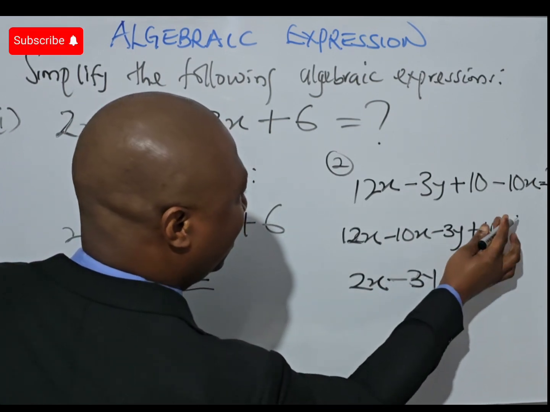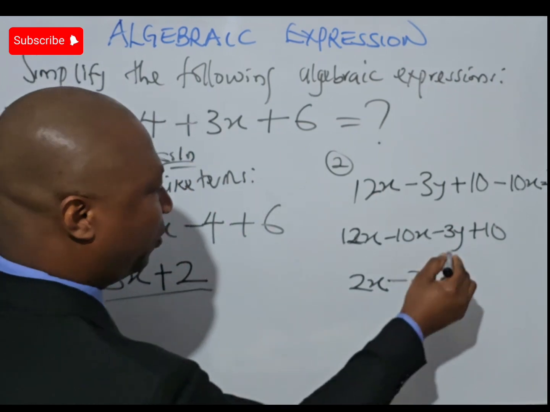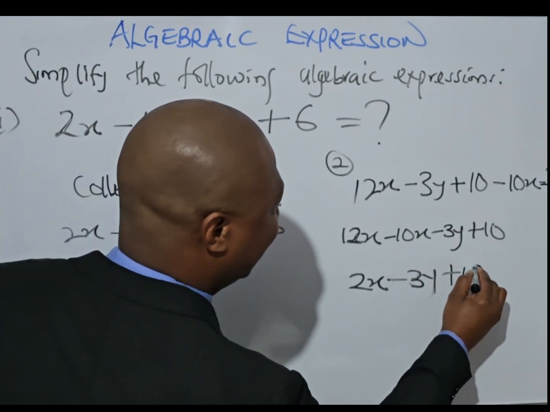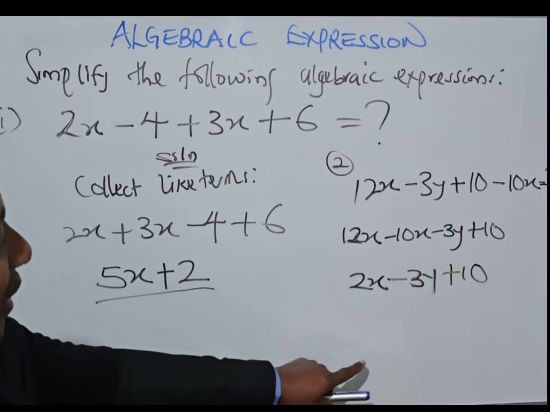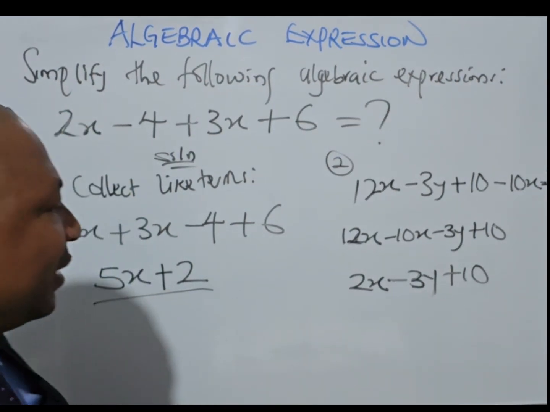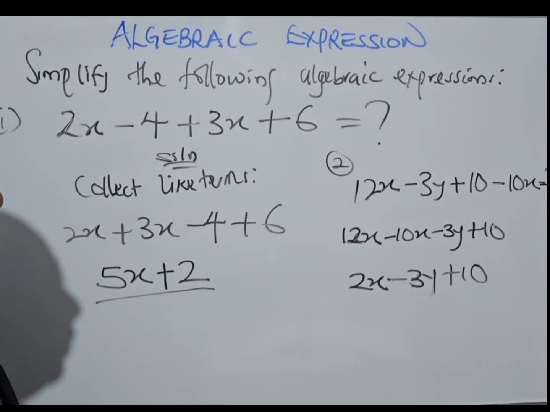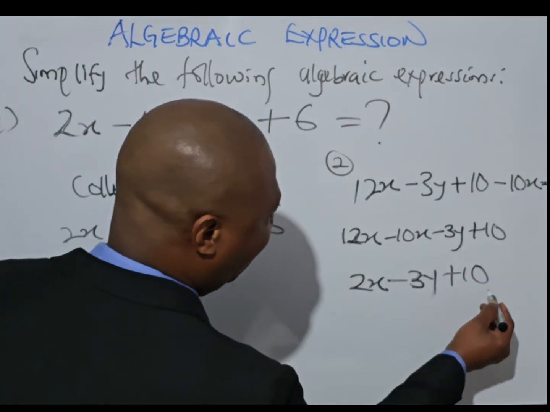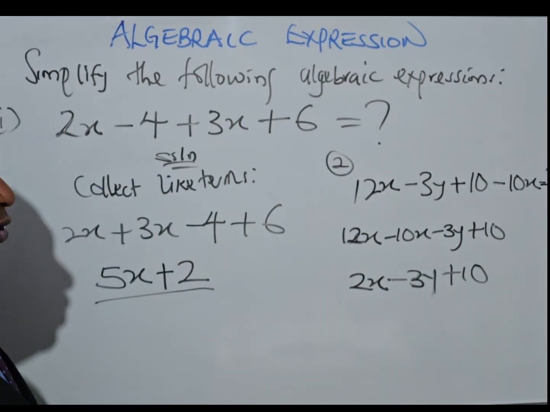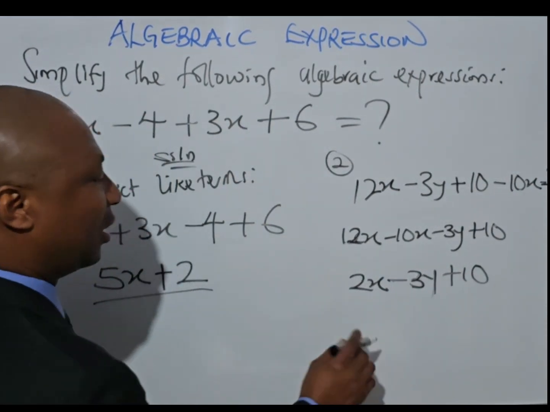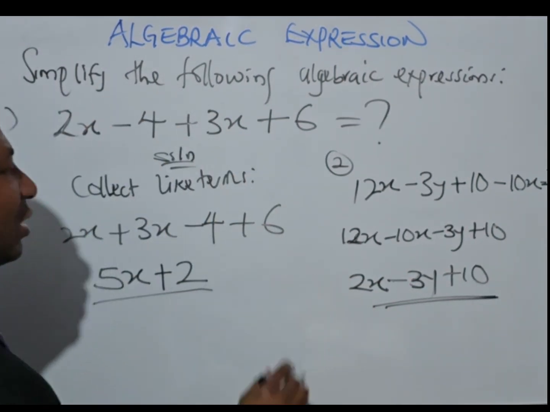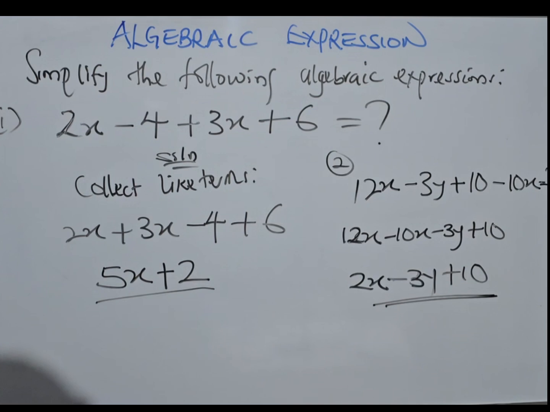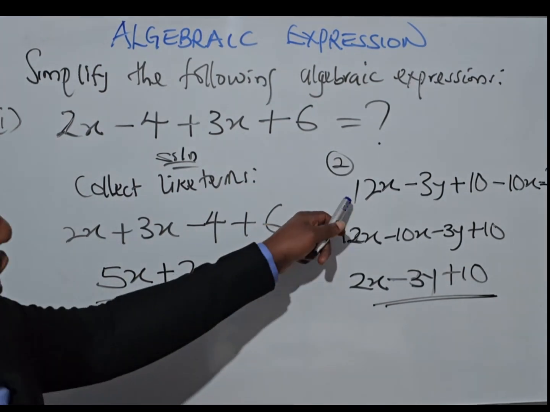This does not have any addition, so bring in plus 10. That is the final answer. You can't express it more than this. So we have 2s minus 3y plus 10. So we leave our answer like this, except you want to factorize it further where you can group this and this together, but let's leave our answer at this point. So this is the answer to this question, to this algebraic expression.